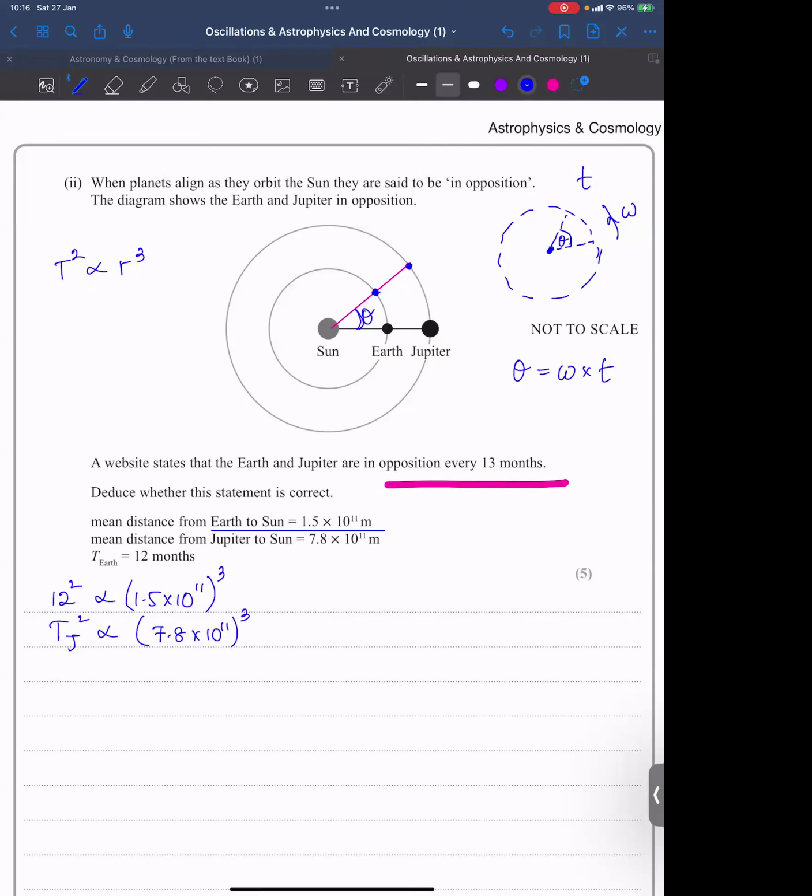that cubed. So by dividing these two, we will get Tj square divided by 12 square equals 7.8 into 10 to the power 11 cubed divided by 1.5 into 10 to the power 11 cubed. From here, you can find the Tj.